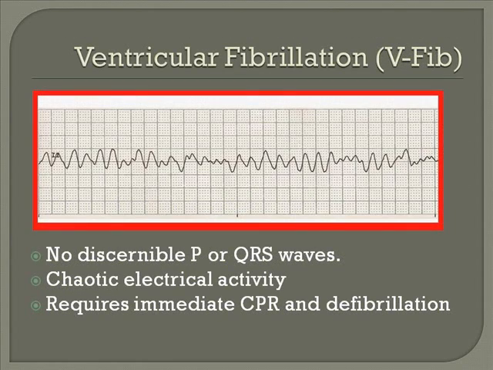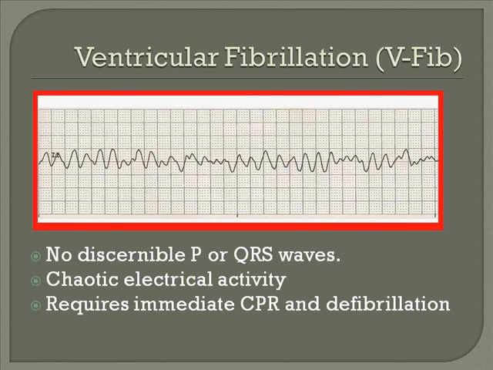Now, a more serious rhythm is called ventricular fibrillation. There's no discernible P wave or QRS in here. It's just a bunch of erratic, chaotic electrical activity. At times, this can look very similar to polymorphic VTach.